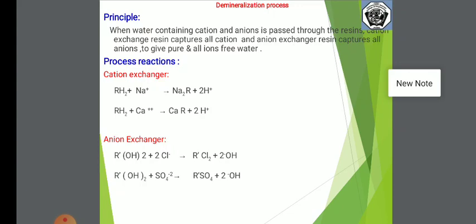So what is the principle of this process? When water containing dissolved salts is passed through the cation exchanger, it exchanges all the cations in the water with the H+ ions from the resin. Water is then passed through the anion exchanger, where it exchanges all the anions in the water with the OH- ions from the resin. The water becomes free from both cations as well as anions, and therefore we get demineralized water. So these are the resin reactions.